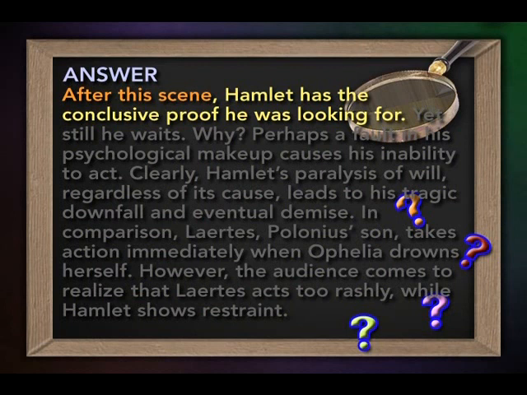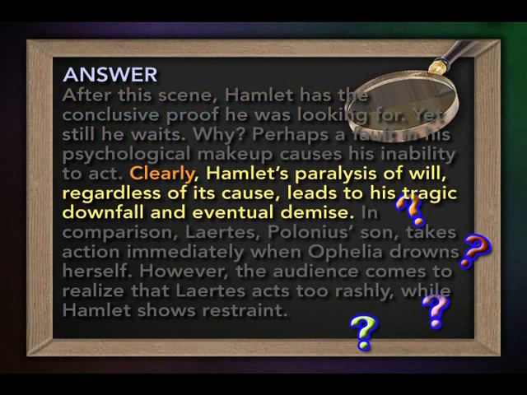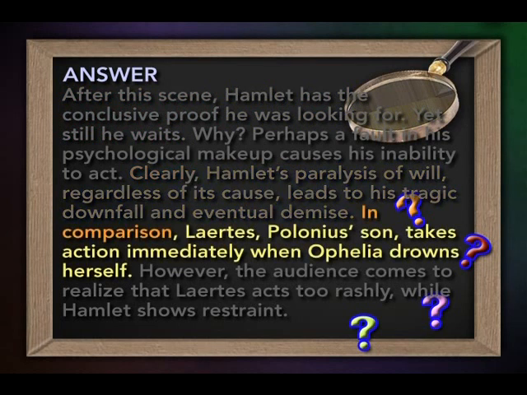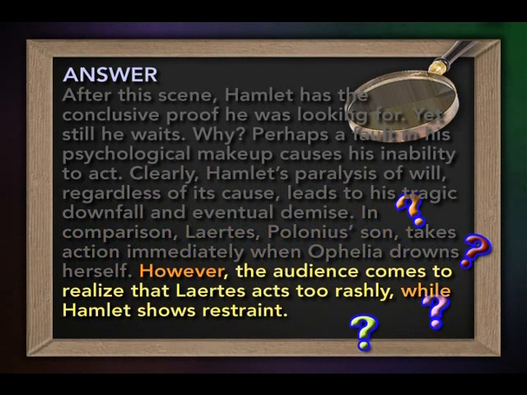This transition helps me. The phrase "conclusive proof" and the phrase "still he waits." I've had conclusive proof before, I've had "still he waits" before, and I had pointed out that I use those phrases deliberately to create unity and coherence, the repetition. A little further down, clearly, I'm using that transition to point out an important issue in my essay. In comparison, I'm showing differences. I'm comparing Laertes to Hamlet. However and while. However helps me move the paragraph along, and while I'm showing contrast.